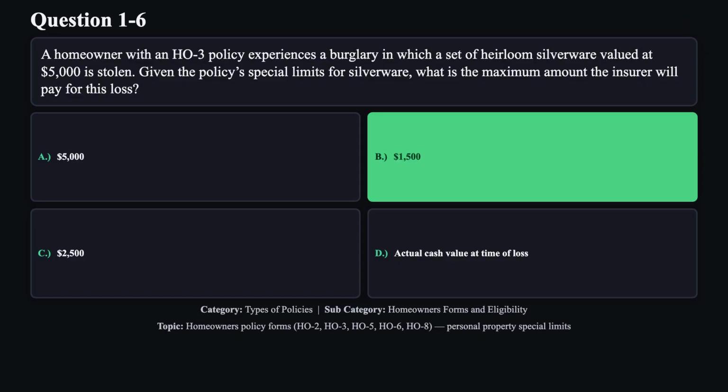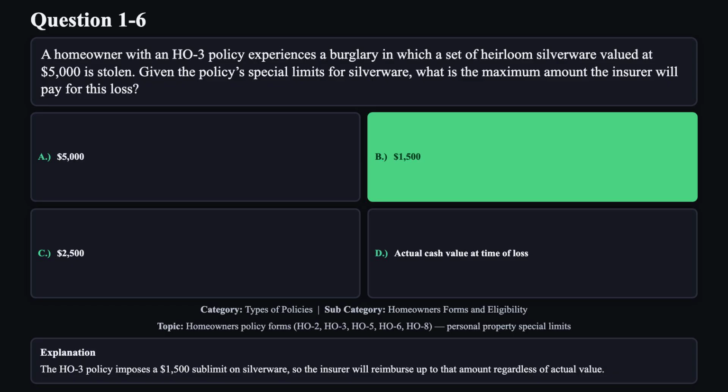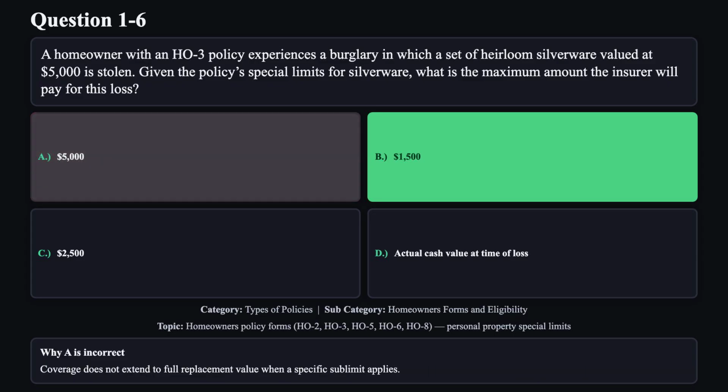The correct answer is B. The HO3 policy imposes a $1,500 sublimit on silverware, so the insurer will reimburse up to that amount regardless of actual value. Reason A is not correct. Coverage does not extend to full replacement value when a specific sublimit applies.